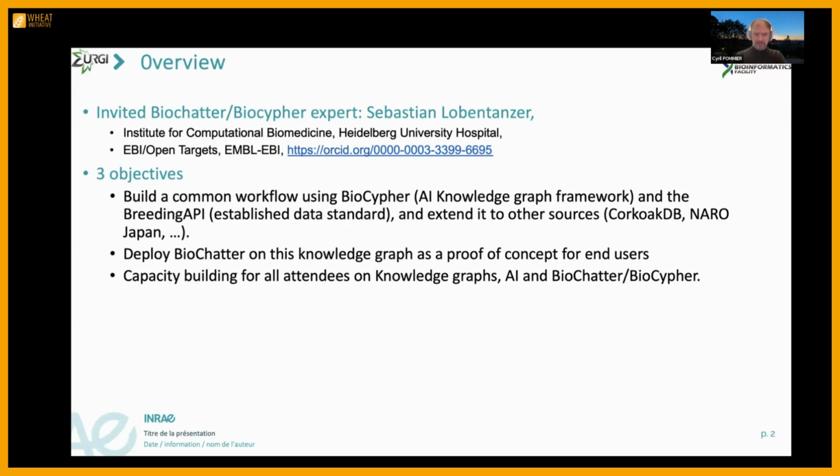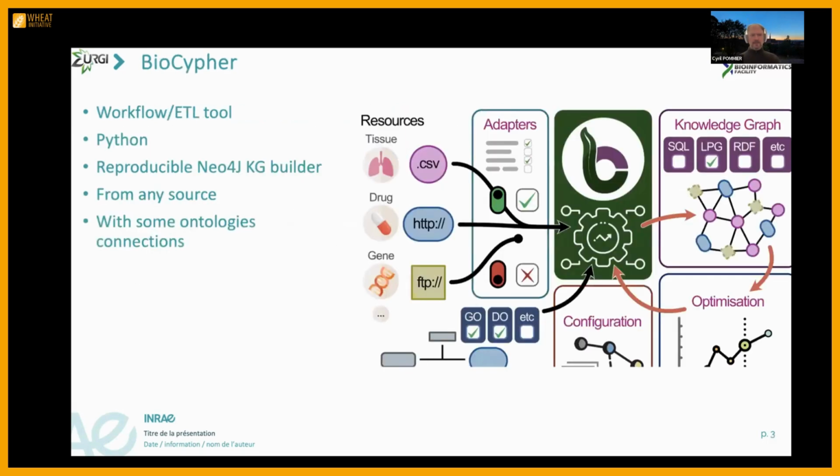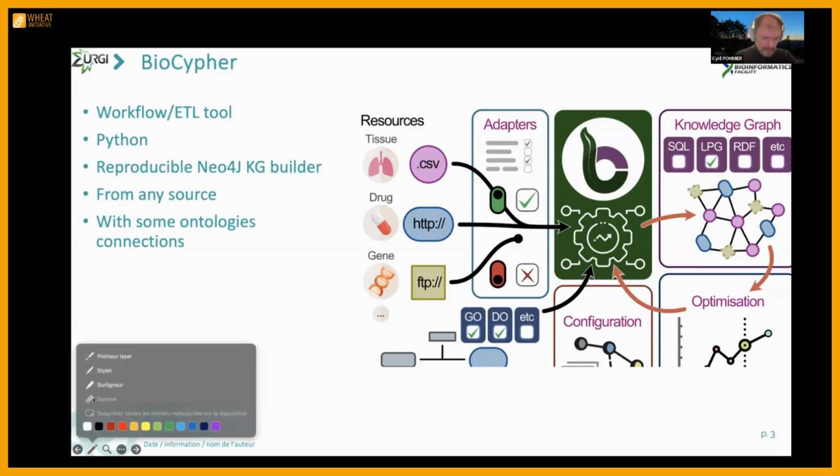And finally, the last objective was capacity building for all attendees on knowledge graphs, on artificial intelligence, LLM, on BioChatter and BioCypher. So what's BioCypher? It's mainly, in my opinion, a workflow. It's an ETL tool written in Python that brings a reproducible Neo4j knowledge graph builder. It produces simply this from any input, as you can see.